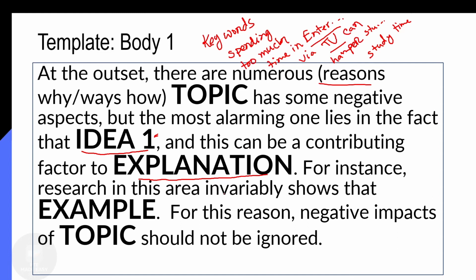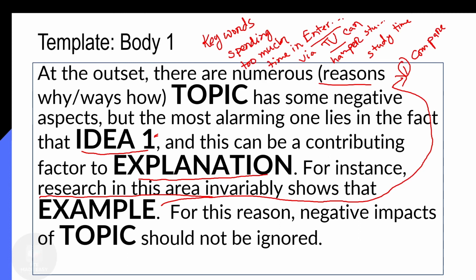For instance, research in this area invariably shows that. Here, see, I have used the word research. That means whatever you say, you are talking about a research. I found two methods very useful in giving a proper example. Number one is comparison. Just compare between those who are not doing it and those who are doing it. For instance, research in this area invariably shows that students who spend too much time in entertainment can come up with a poor result or poor grade compared to those who spend less time. So I'm comparing between who does and who doesn't.